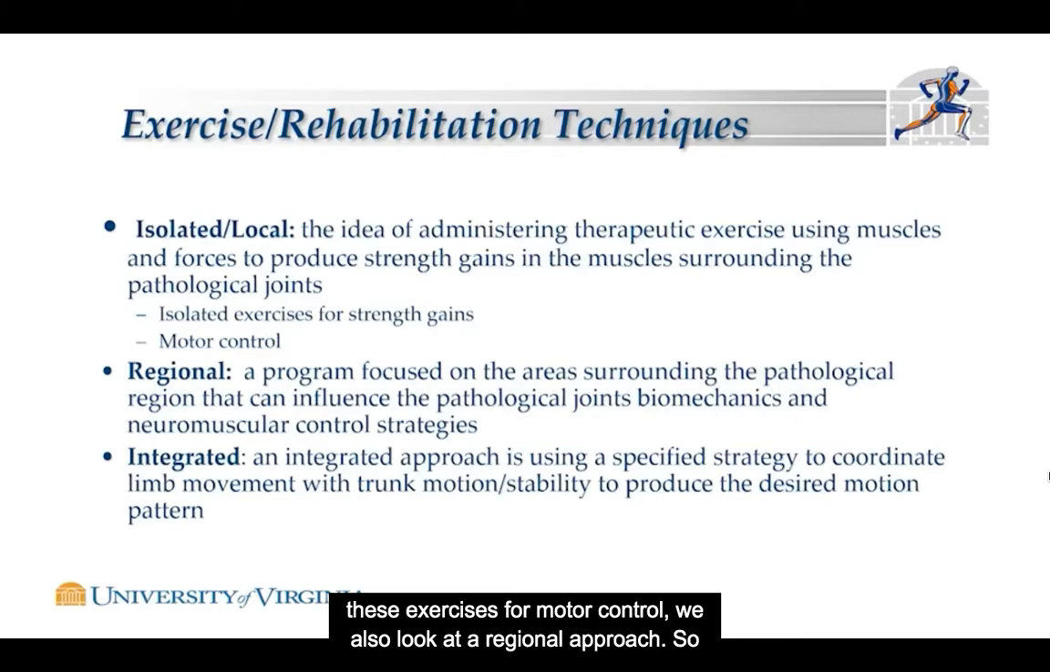We also look at a regional approach. It's a program focused on the area surrounding the pathological region that can influence the pathological joint's biomechanics and neuromuscular control strategies. And then we also have the integrated approach. An integrated approach is using a specified strategy to coordinate limb movement with trunk motion or stability to produce the desired motion pattern. So it's incorporating a total body coordination to work with each other.